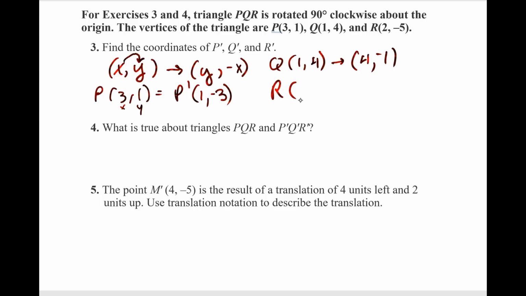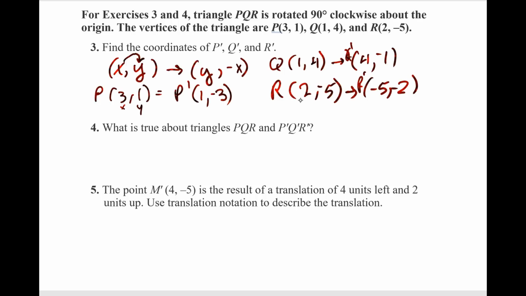R is 2, negative 5. What's it saying? Put the Y first, put the X last, change the sign. There it is, R prime. I didn't write my primes. So this is Q prime, this is like an O prime, and this is R prime. Put it there.